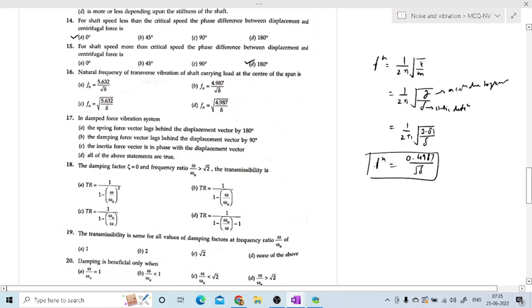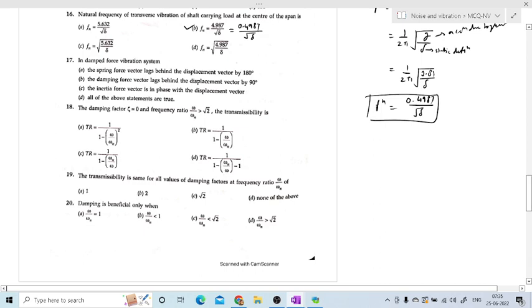Now, natural frequency of transverse vibration is given by, see here they have made one mistake in printing. Actually this value is 0.4987 divided by root delta. So they have made one mistake here, and the answer is B. But here it is not 4.9, it is 0.4987. If you solve this one, you will get the answer. Now, just see the next statement.